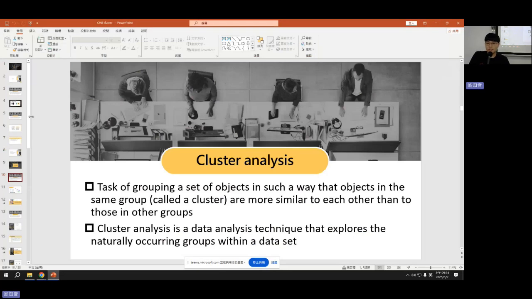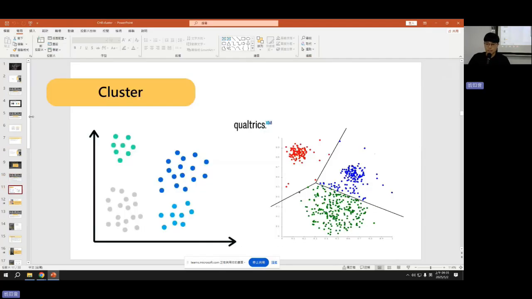Cluster analysis is also a data analysis technique that can explore naturally occurring groups within the data set. That means you don't have to group all the respondents in advance. Cluster analysis can group all of the data from the skills or the characteristics that you have chosen. So this is cluster analysis.